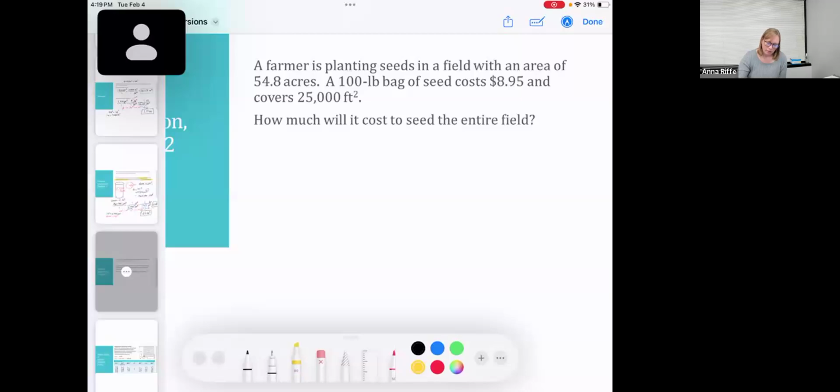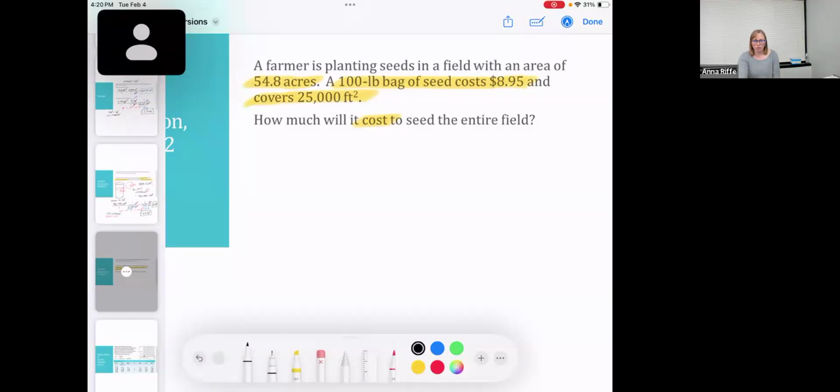I think I'm going to highlight what I'm given here. So we have a field with an area of 54.8 acres. We have a 100-pound bag of seeds that costs $8.95 and covers 25,000 square feet. And we want to find the final cost to seed the entire field. So it'd be a good idea to have a plan before we jump into this.